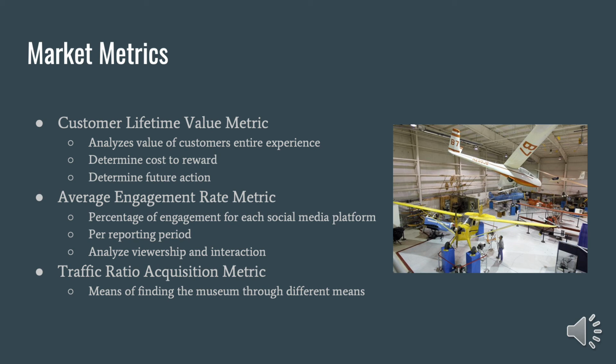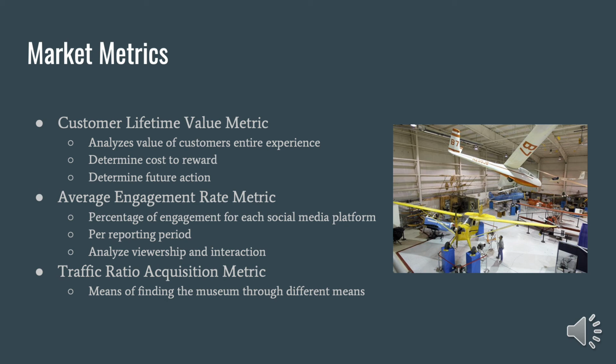In that way, you have a better idea of which direction you want to go. The average engagement rate metric was used for the second recommendation dealing with social media. This deals with determining the percentage of engagement for each social media platform. So this allows you to determine which platform, whether it be Facebook, Twitter, Instagram, is giving you the most interaction with your target audience.